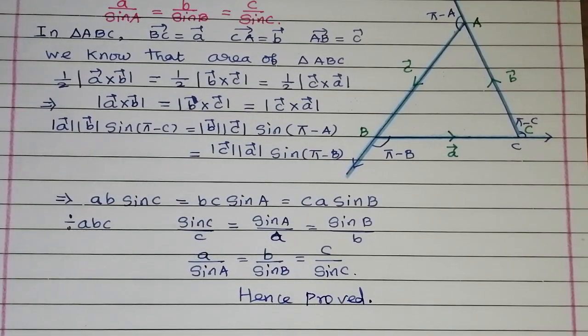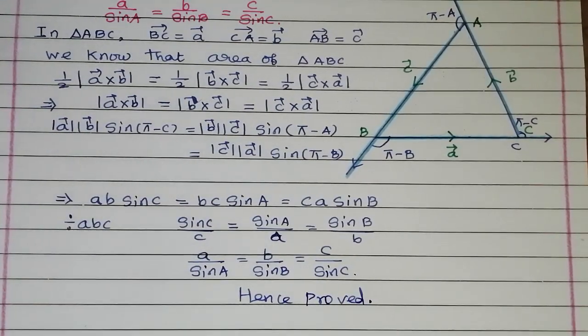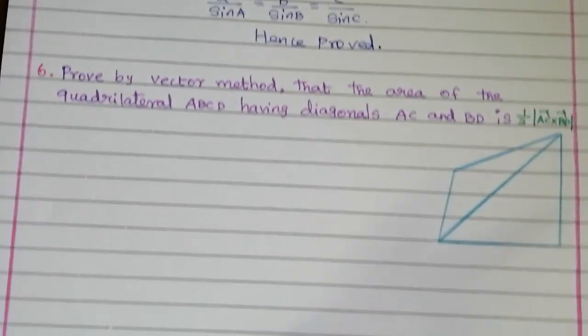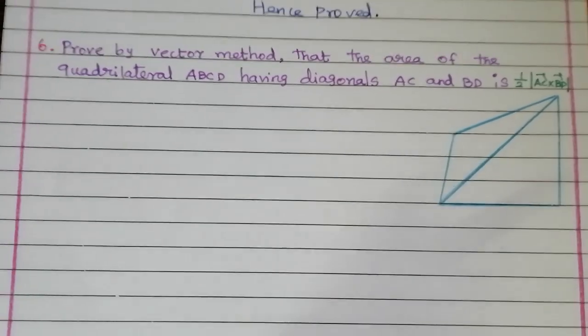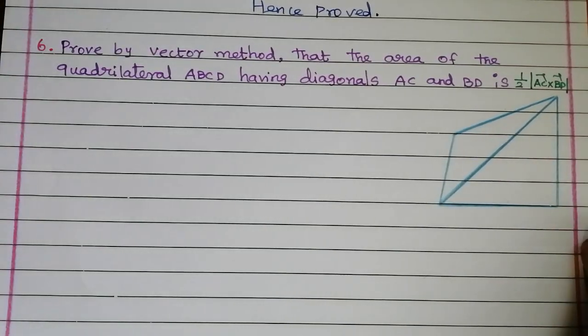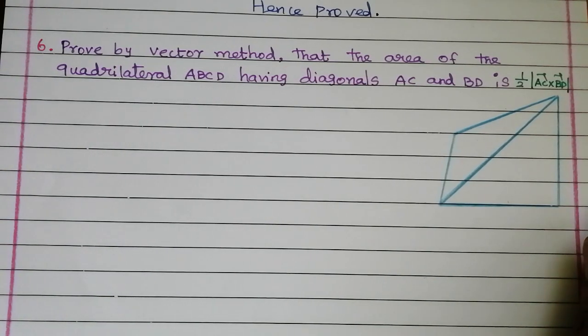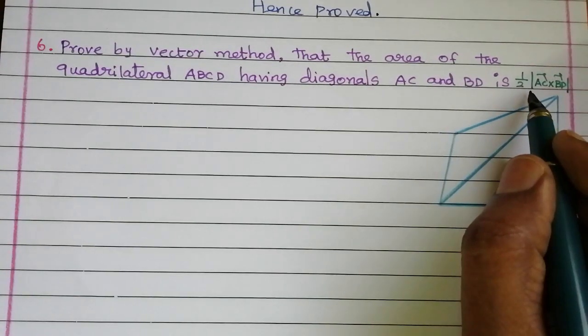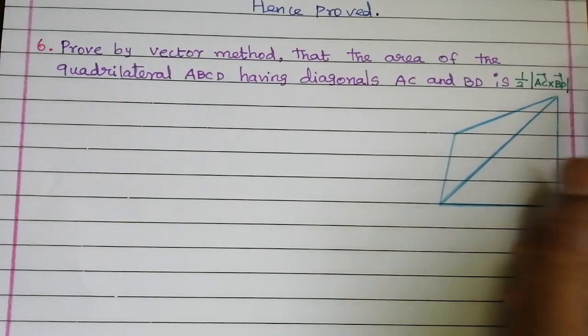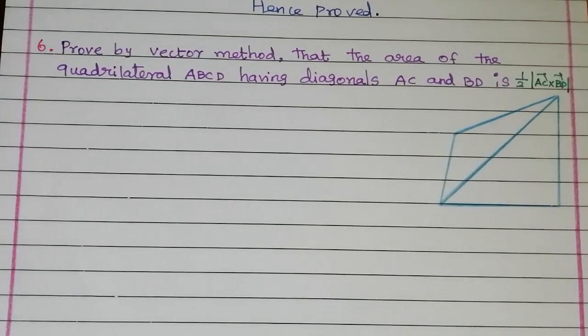Okay, this is the sine formula. The next question: prove by vector method that the area of the quadrilateral ABCD having diagonals AC and BD is 1 by 2 into modulus of AC vector cross BD vector.